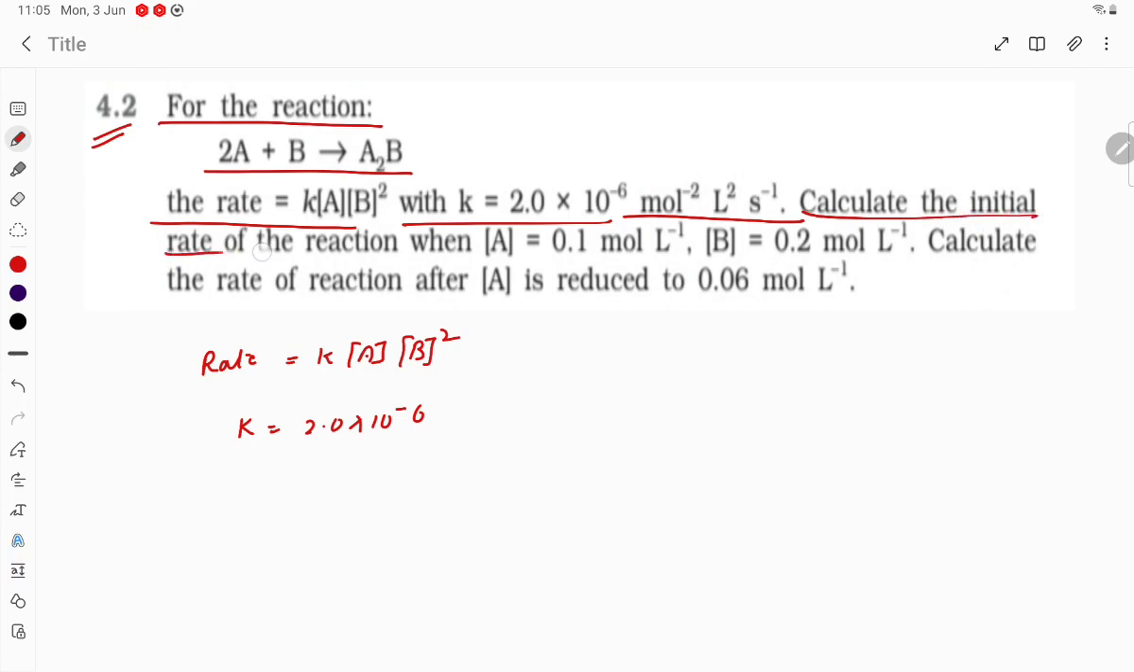Calculate the initial rate of reaction. So they are asking the rate of reaction when the concentration of A is equal to 0.1 and B is equal to 0.2.